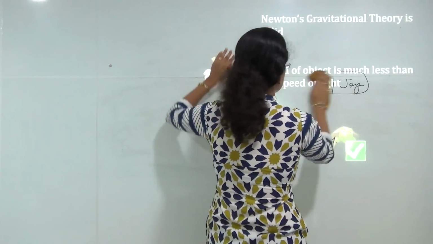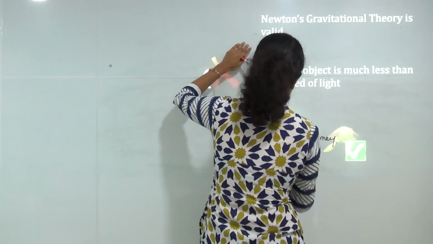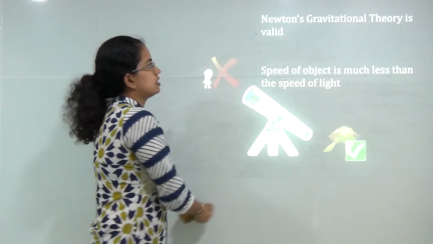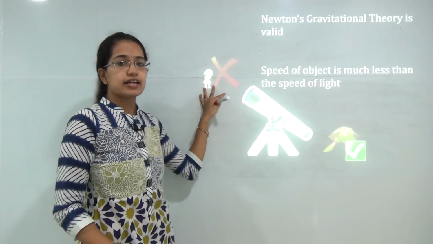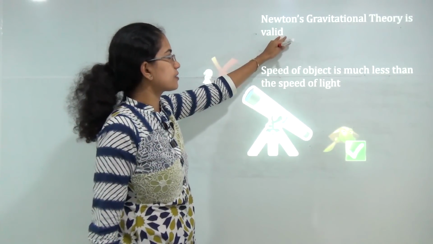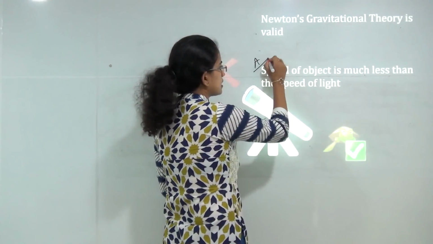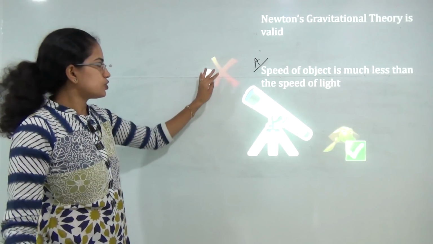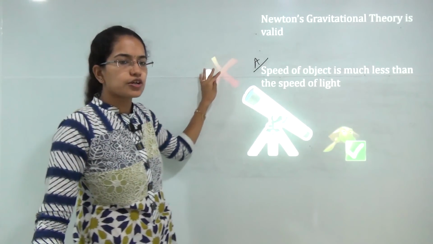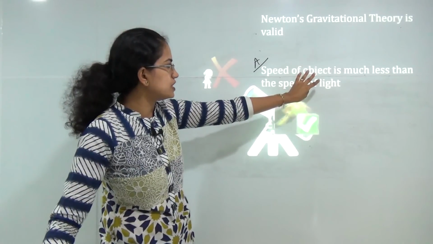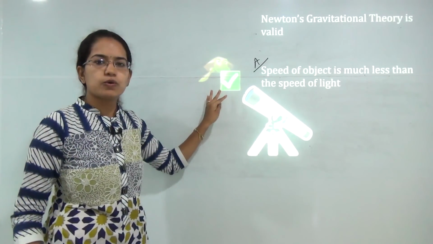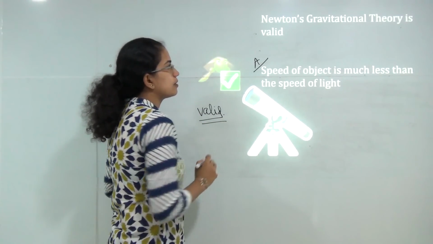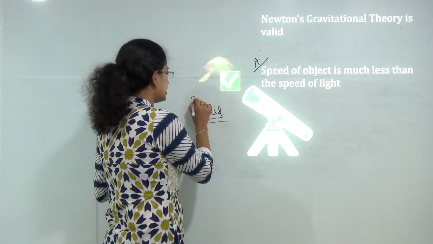Now, for example, the statement says Newton's gravitational theory is valid. In the real world, I can say this theory is incorrect, but this theory is correct only if I assume that the speed of the object is much less than the speed of light. So in reality, this theory does not hold true, but in light of this assumption, I can say this theory holds true. So we must be able to understand a valid assumption behind any theory. So that's the third key point.